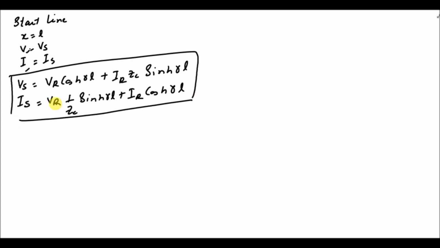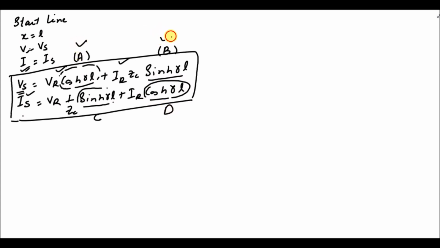These are the equations for the sending end voltage and sending end current in terms of receiving end voltage and receiving end current. Now we know from the previous lecture that the term with VR in the Vs equation is the A constant, and the term with IR is the B constant. Similarly for the Is equation, the sending end current equation, the term with VR is the C constant, and the term with IR is the D constant. So these are the constants of the long transmission line in terms of the propagation constant.